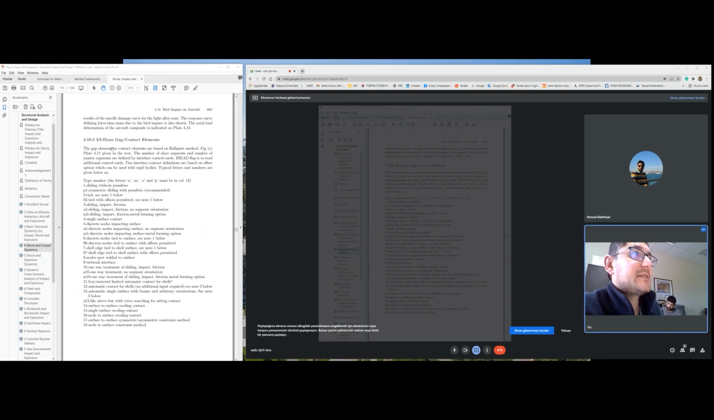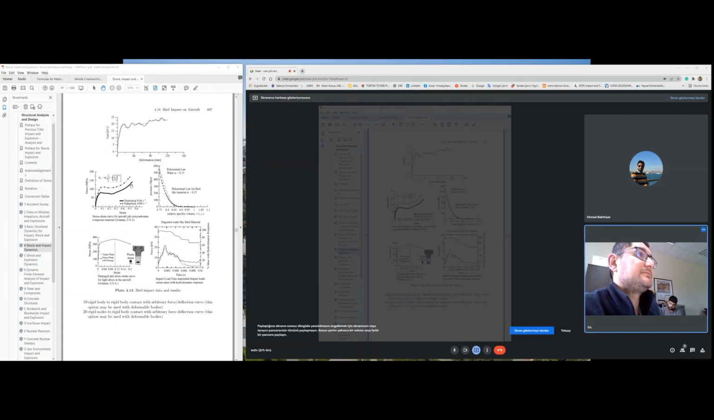Let's continue. And this one, 4.16.5, elastic gap contact elements. It is giving so many details. Contact algorithms, contact mechanisms, and some graphs that you can apply to your study. Pressure against relative specific volume. But this is the bird impact data on the result.